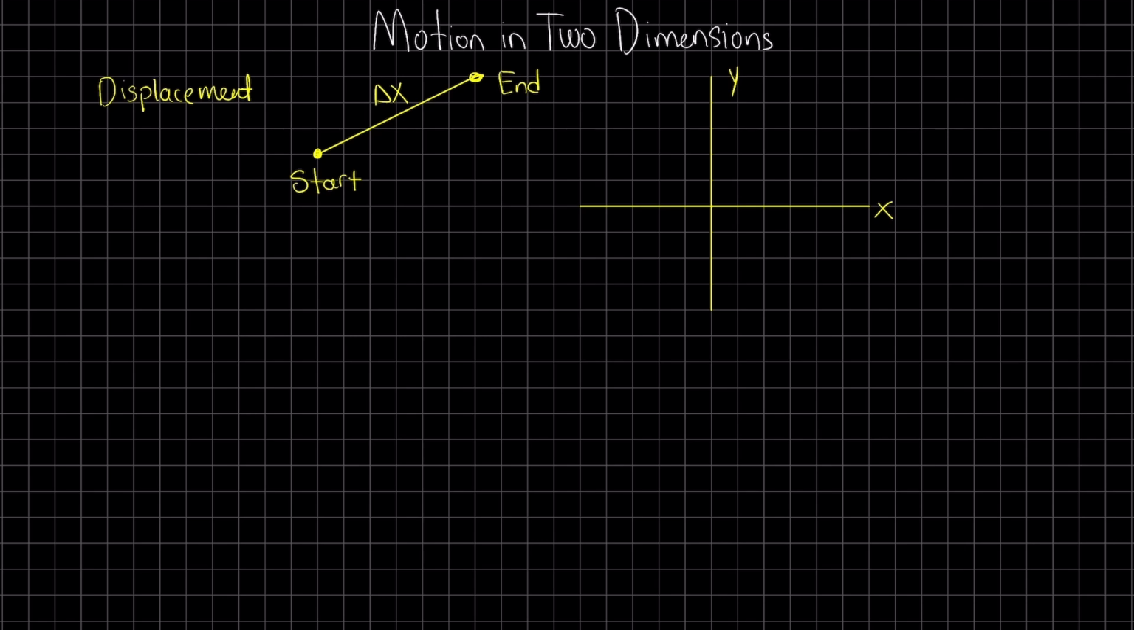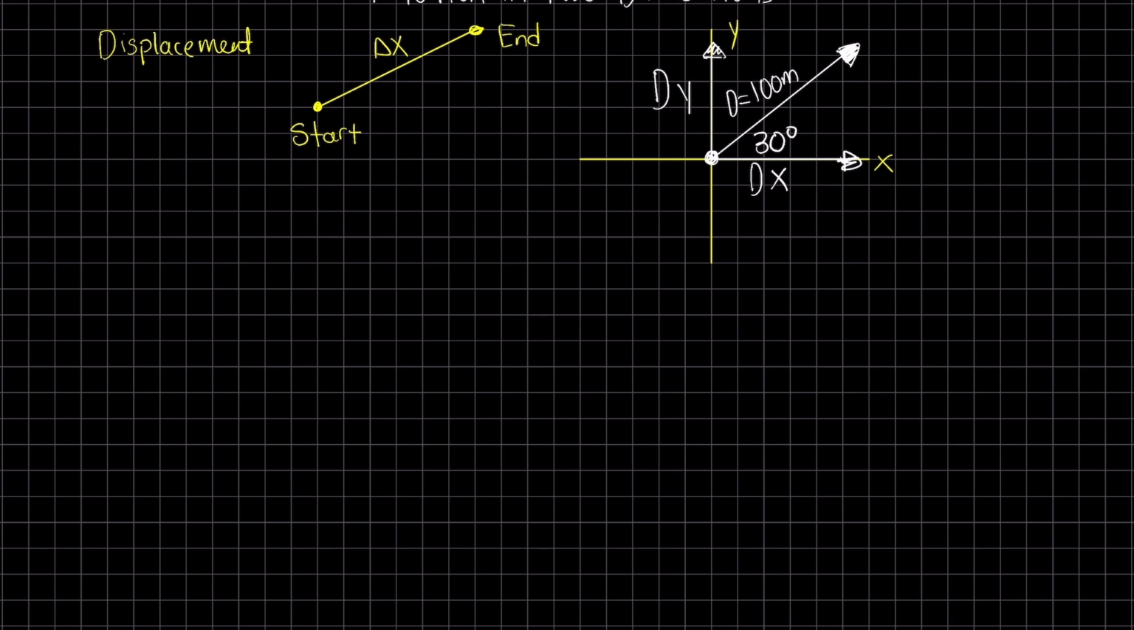To describe displacement in two dimensions, we break it down into its x component, which represents the horizontal displacement, and the y component, which represents the vertical displacement. Using trigonometry, we can calculate these components if we know the angle and the magnitude of the displacement vector. An example of that would look like this. So let's say this vector has a magnitude of 100 meters and it's at an angle 30 degrees above the x-axis. These are examples that we've seen before, where we can break down the vector into its y and x components.